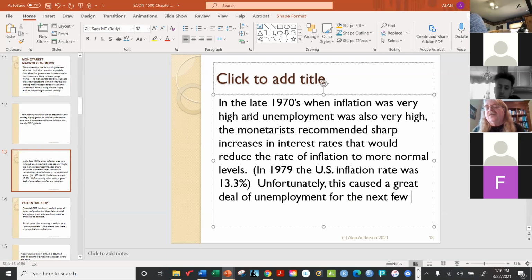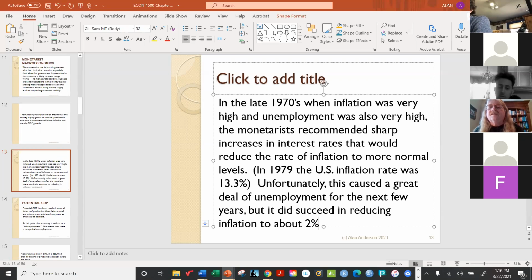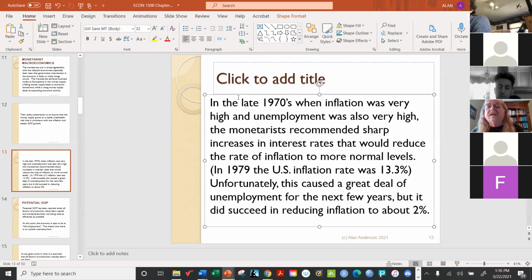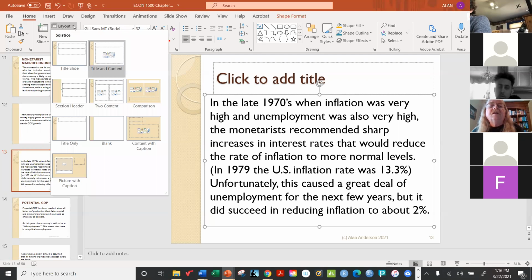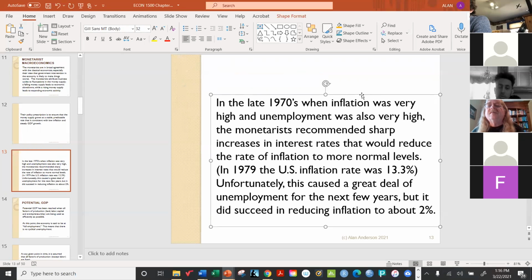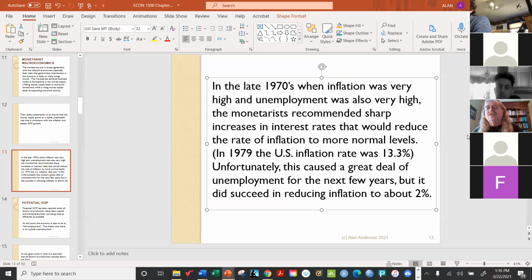Which is what the monetarists would have predicted anyway. But it did succeed in reducing inflation to about 2% where it is now. So in other words, it was a very painful period for everybody, but it worked. All of a sudden, this 13.3% dropped off to about 2.